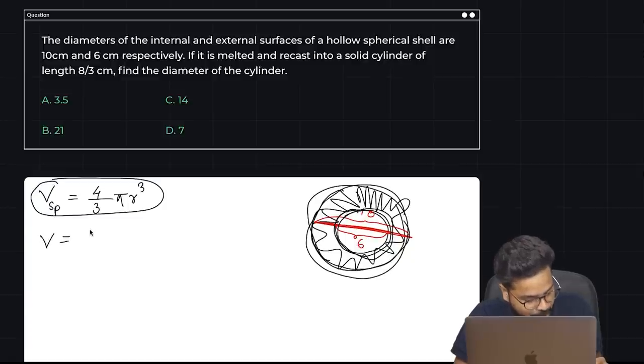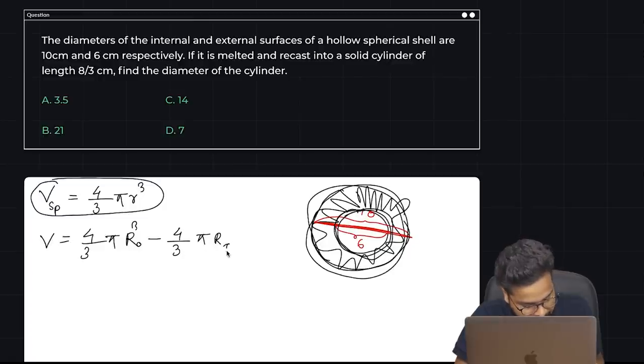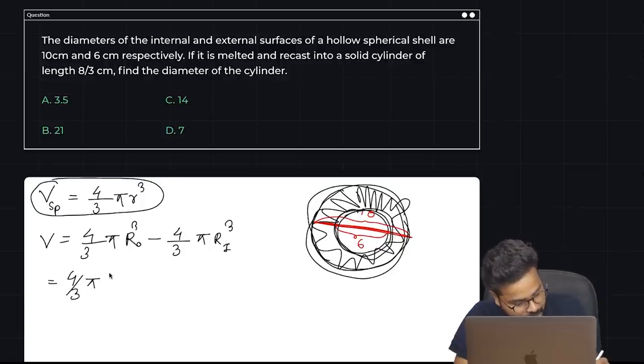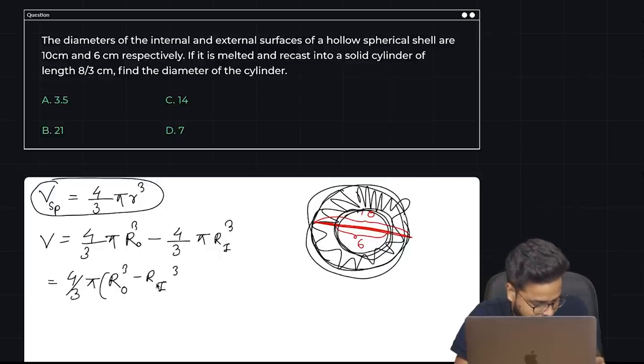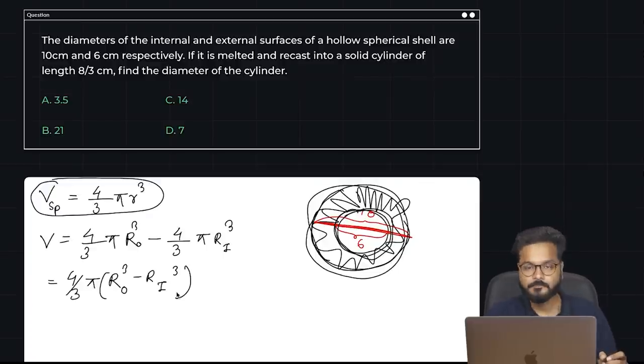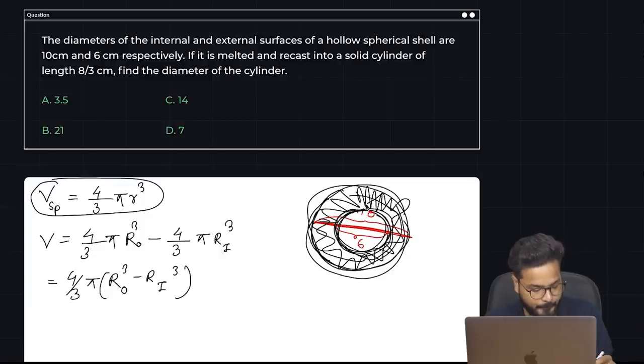So the volume would basically be 4 by 3 π r cube, that is, let's say, r outer, and the inner radius whole cube, which is nothing but 4 by 3 π times r outer cube minus r inner whole cube, right? I hope you're understanding that. I'm finding the entire volume and then I'm subtracting the internal volume, so that I get the volume for this particular part.